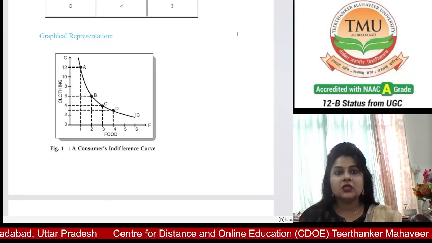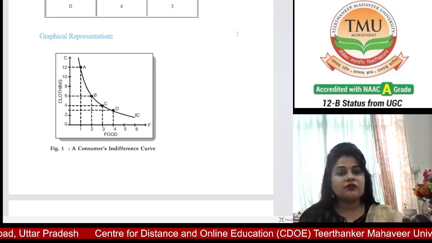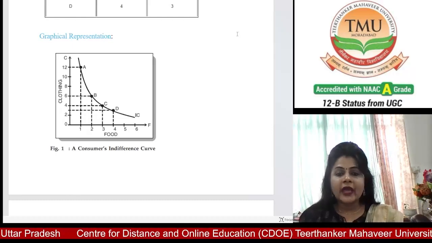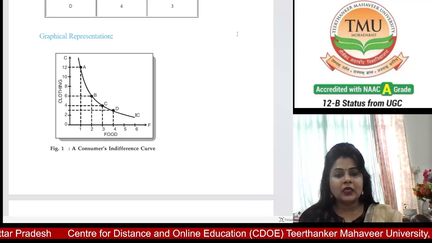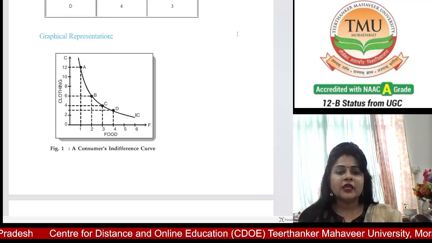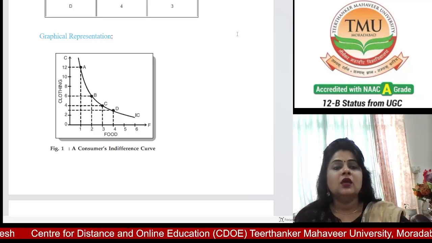In this diagram, I am showing clothing and the preference given to the clothing. Good X is preferred over good Y, and good Y over good Z. Then he or she prefers good X over good Z.